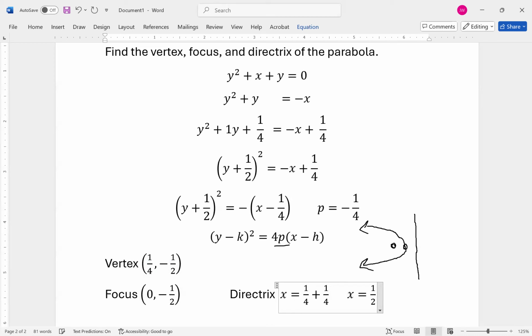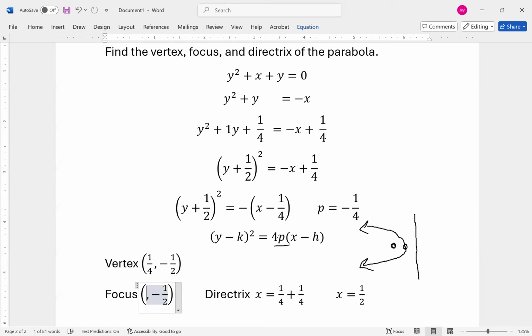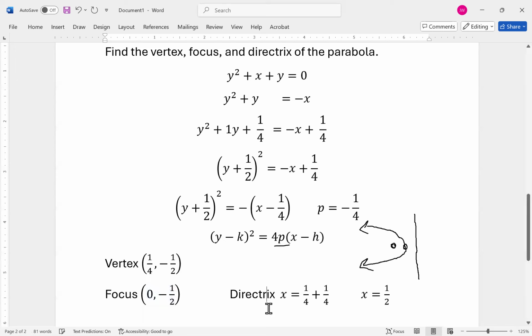Again, I got that by adding 1/4 plus 1/4. And again, the 0 I got by taking 1/4 minus 1/4. That's how I got the 0. So my directrix is the vertical line, x equals positive 1/2. My focus is (0, -1/2). And that all came from p being negative 1/4 and knowing that I need to move in the x direction back and forth.